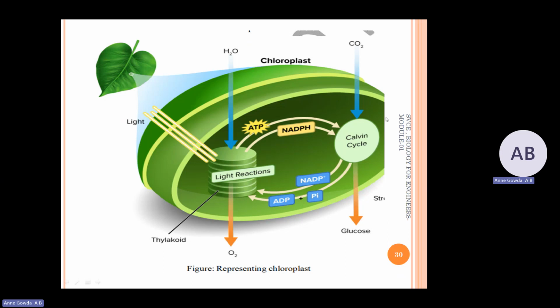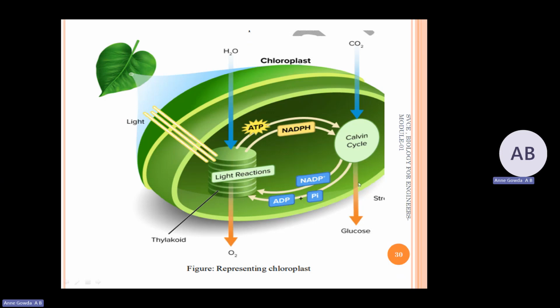Another input for this Calvin cycle, along with the ATP and NADPH which were produced during the process of light dependent reaction, is carbon dioxide, which exists in the atmosphere. So these are the inputs for the light independent reactions, which is called the Calvin cycle.